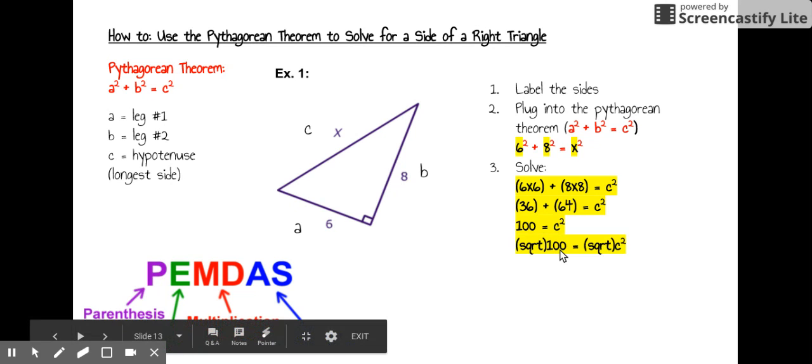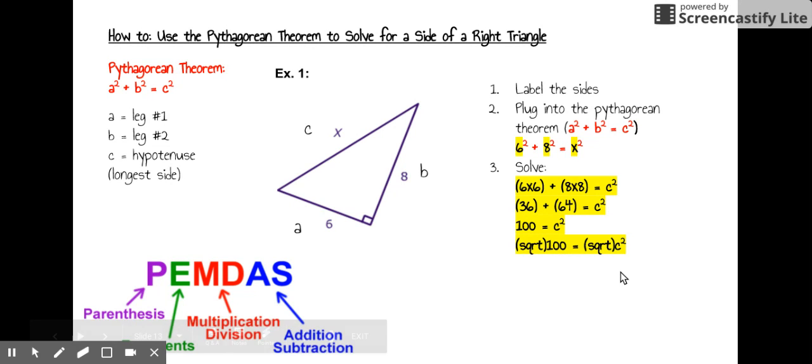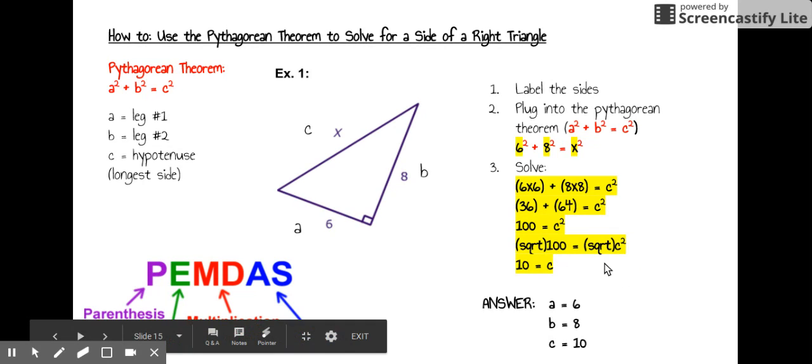So we're going to find the square root of c and the square root of 100, because remember, whatever we do to one side, we have to do to the other. And so when we find the square root of c squared, we get c equals the square root of 100, which is 10. So we get 10 equals c.